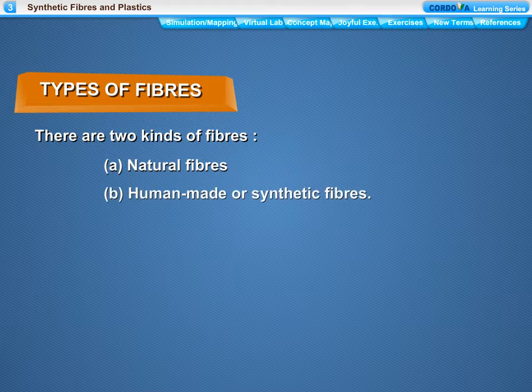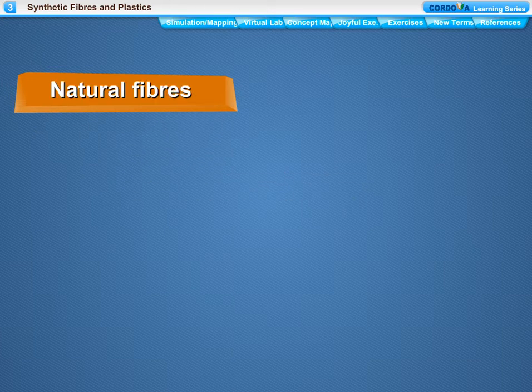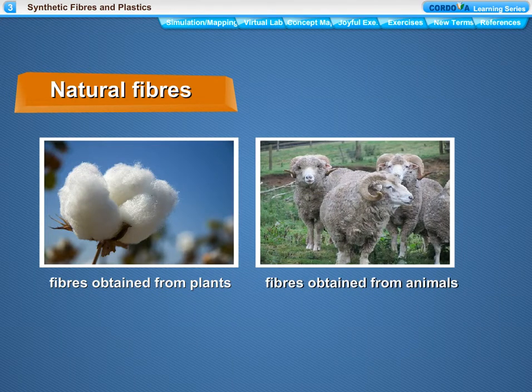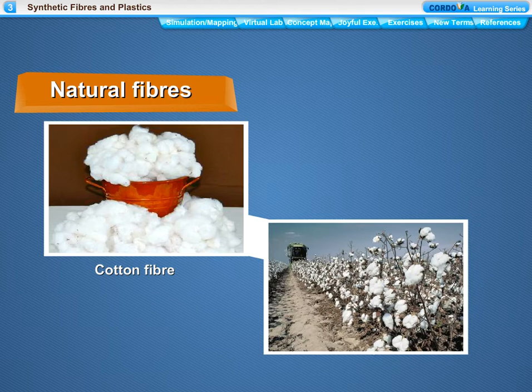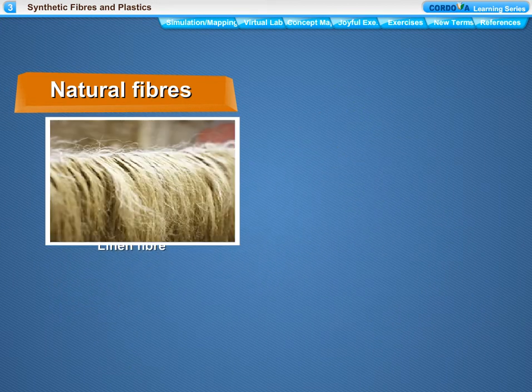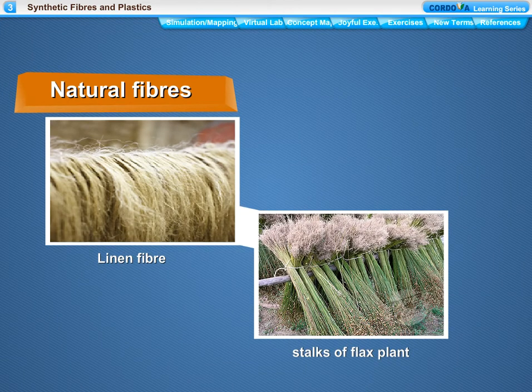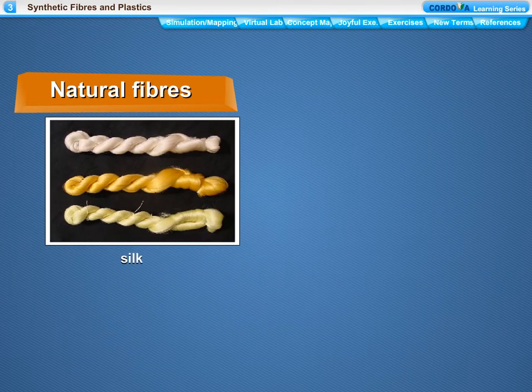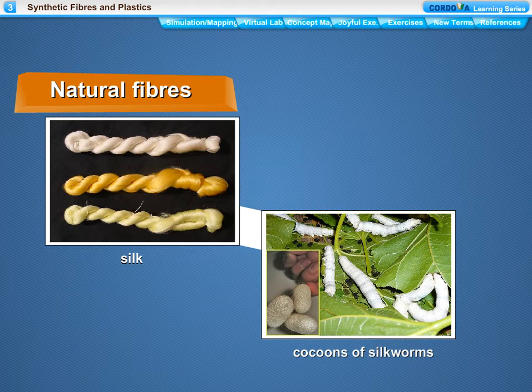Types of fibers. There are two kinds of fibers: natural fibers and human-made or synthetic fibers. Natural fibers. We know that fibers can be obtained from both plants and animals. Cotton fiber obtained from cotton plant, jute fiber obtained from jute plant, linen fiber made from the stalks of flax plant are examples of plant fibers, whereas wool obtained from sheep and rabbits and silk obtained from cocoons of silkworms are examples of animal fibers.